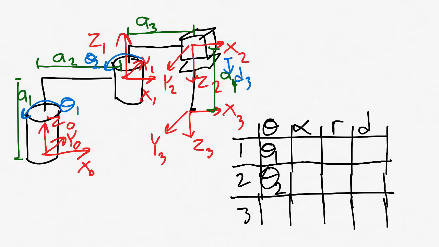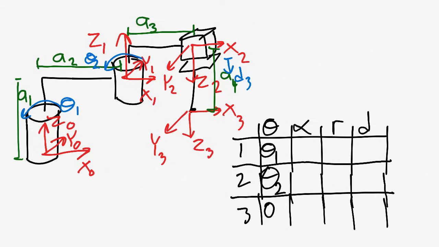Let's look at theta for row 3. Here we're going to be comparing frame 2 to frame 3. How much rotation do we have around Z2 between these 2 frames? Well, X2 and X3 are in the same direction, so we don't have any rotation due to that. But also, we have no rotation due to the joint because this is a prismatic joint. So theta for row 3 is 0.